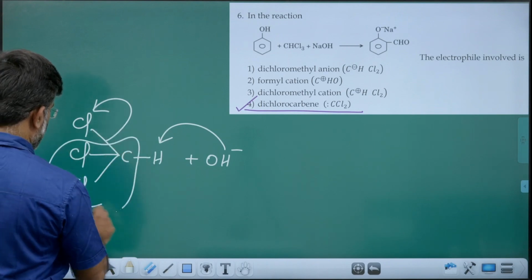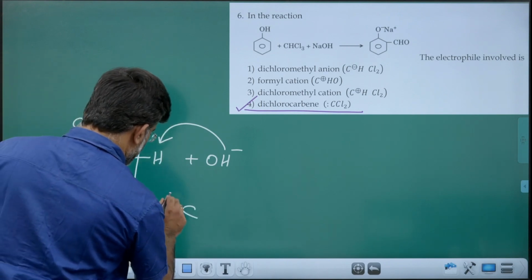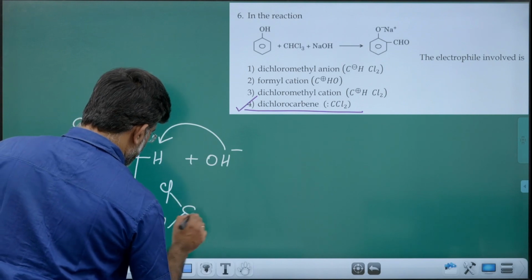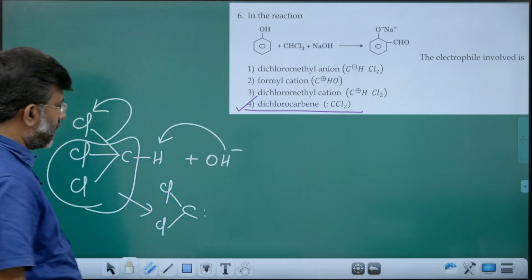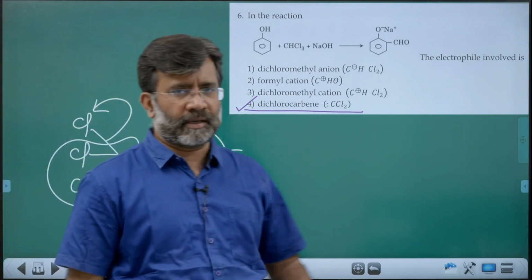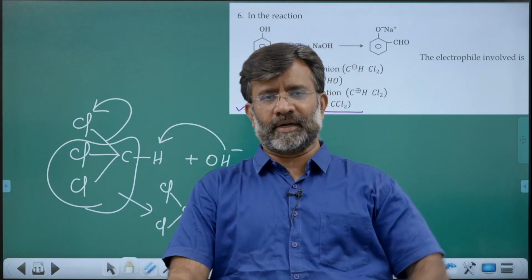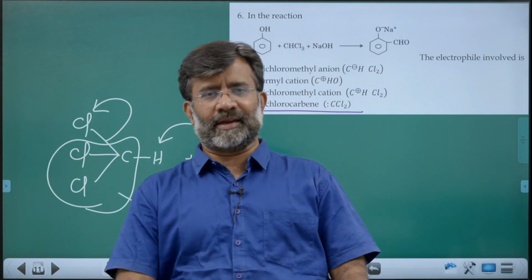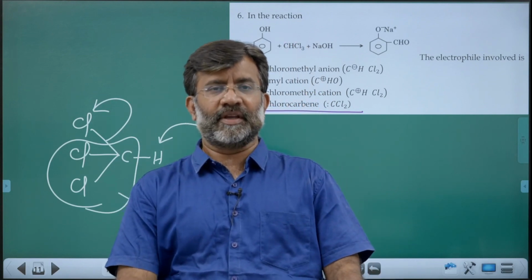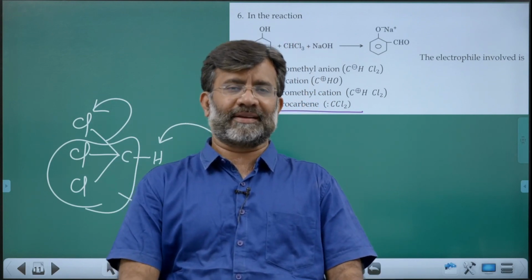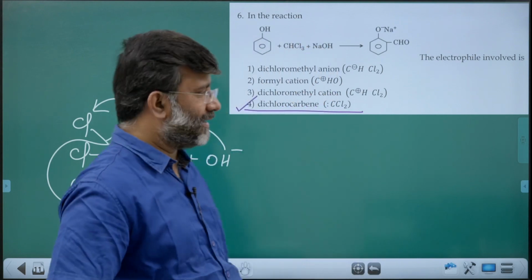And the remaining part of the molecule will be converted to CCl2, that is dichlorocarbene, the electrophile which further attacks the system, and you get an intermediate which upon hydrolysis gives salicylaldehyde, the very famous Reimer-Tiemann reaction. Right. Next.